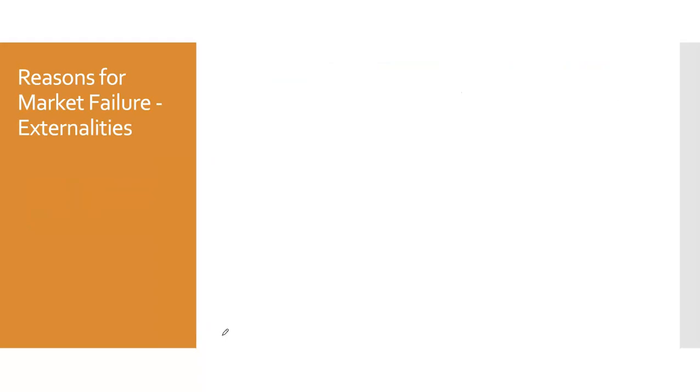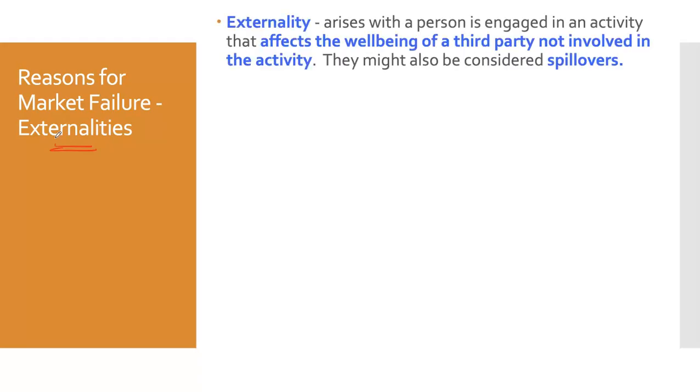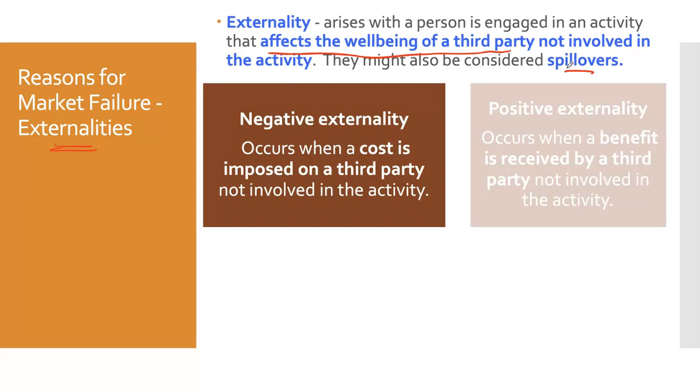The second reason for market failure is we come back to the topic of externalities. And we know that an externality arises when a person is engaged with an activity that affects the well-being of a third party not involved in the activity. So someone is impacted who didn't expect to be impacted. There is a spillover. Negative externalities occur when a cost is imposed on a third party, and positive externalities occur when a benefit is received by the third party.